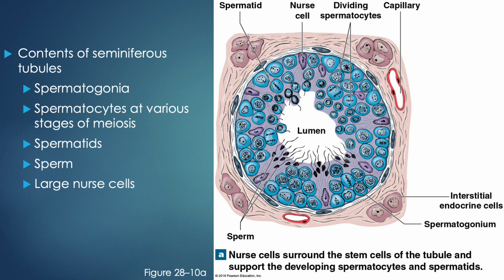In the seminiferous tubules, we have multiple different things going on. We have the spermatogonia. We have spermatocytes, and they're all at different stages of meiosis. There are spermatids, and then finally we have sperm. But also we have these large nurse cells, which are known as Sertoli cells, that are there to help support the process of spermatogenesis.